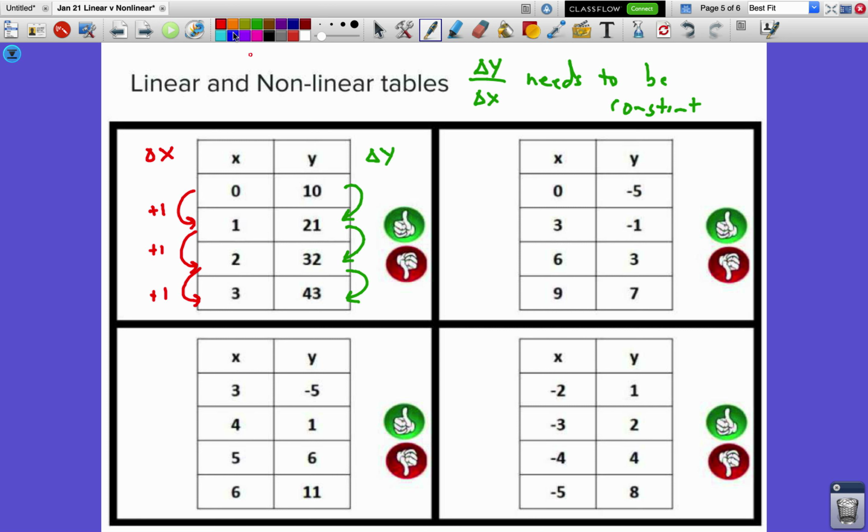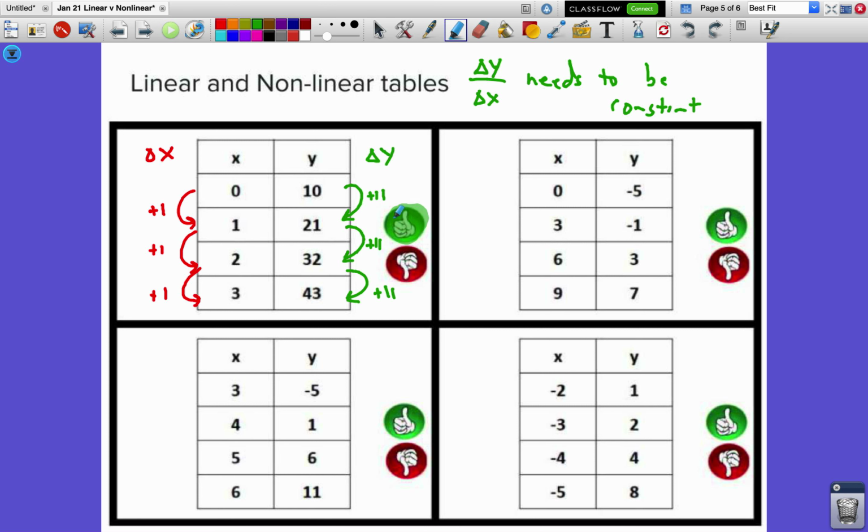10 to 21, that's a plus 11. 21 to 32 is plus 11. 32 to 43 is plus 11. So if I divided these, I'd get the same fraction every single time, and that means, yes, this is linear.